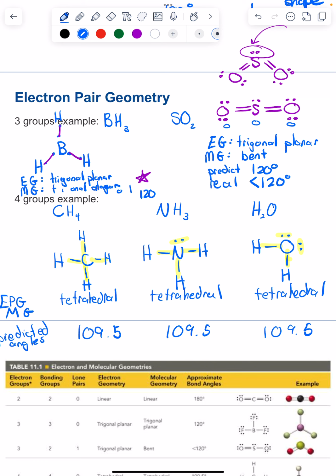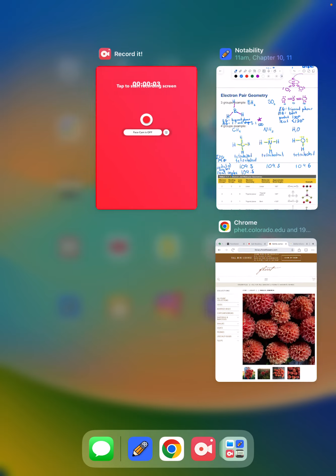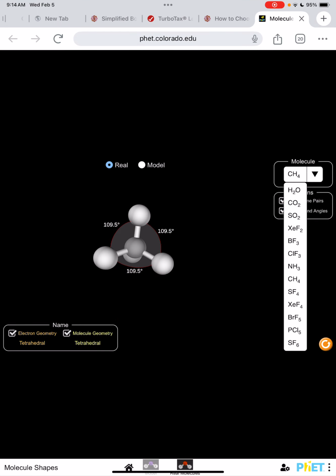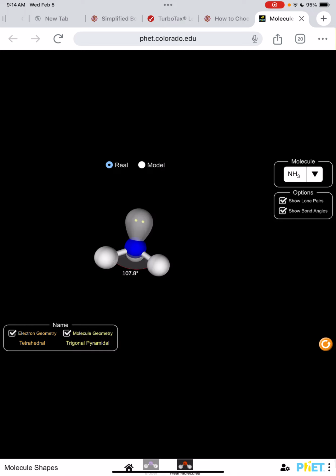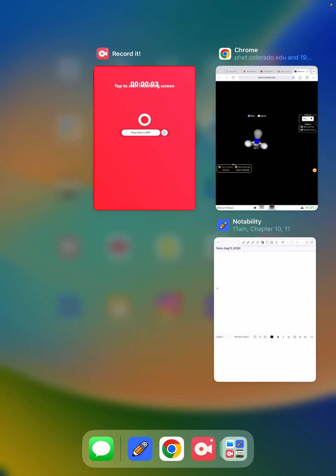So molecular geometry is also called tetrahedral, and the real angles are also 109.5 here. Okay, NH3, one lone pair. The molecular geometry is called trigonal pyramidal, and the angle has decreased slightly. It's down to 107, 108, down from 109.5.